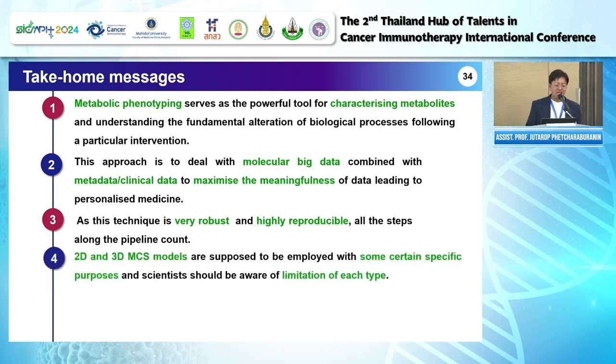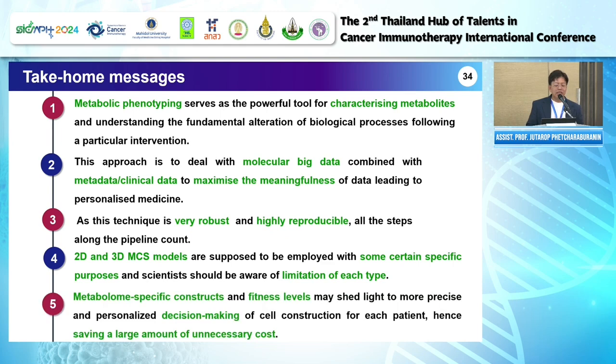And the 2D and 3D multicellular spheroid models that we have done the study with should be employed for certain specific purposes, and scientists should be aware of the limitations of each cell type. Last but not least, metabolome-specific constructs and fitness level may shed light on more precise and personalized decision-making of cell construction for each patient, hence saving a large amount of unnecessary costs, hopefully.